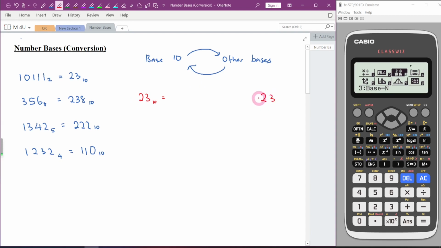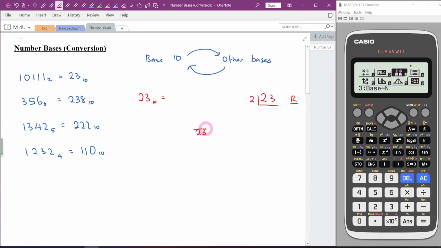23, put inside, and we do the repeated division. Keep on repeating. Divide this number by 2. Why 2? Because this is base 2. And the remainder we are going to write here. Sometimes the number is quite big and you are not able to calculate mentally, so you can do it this way.